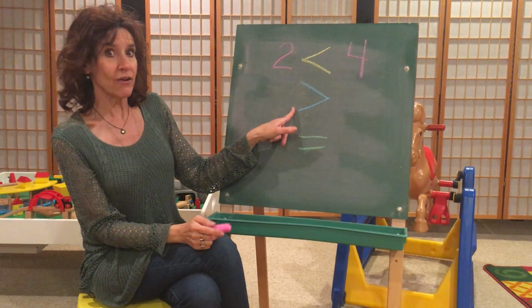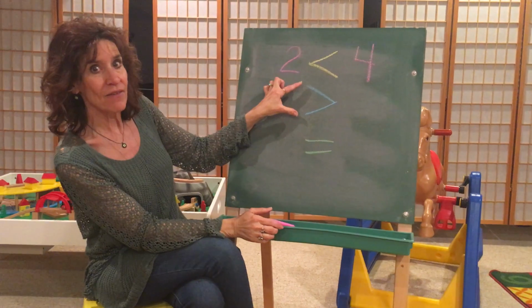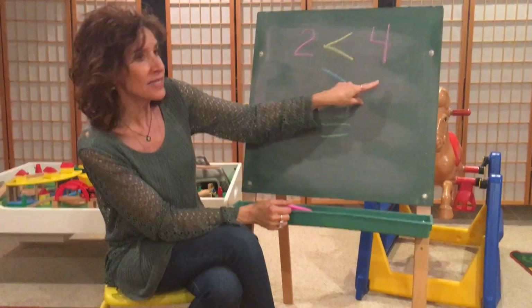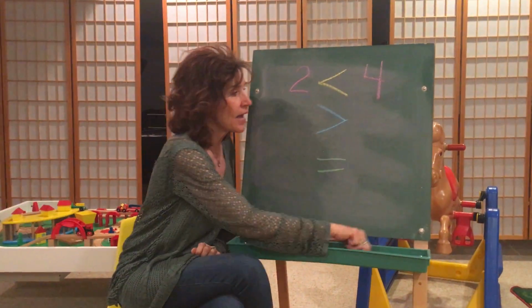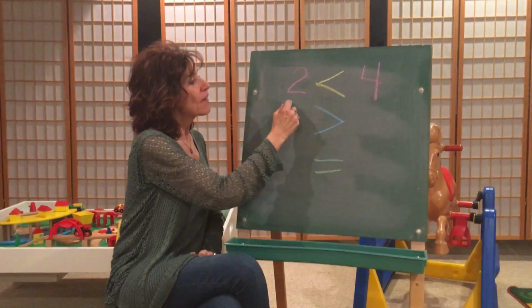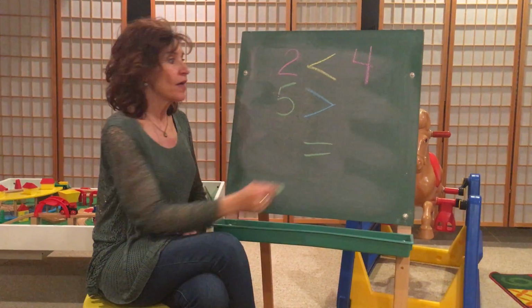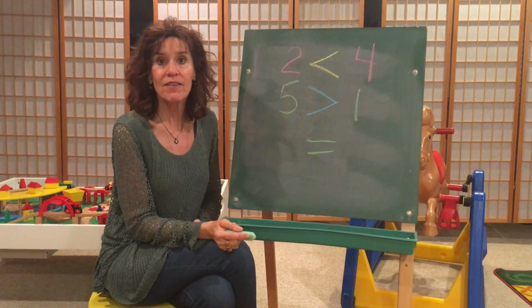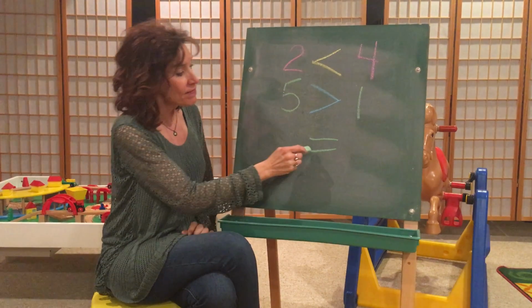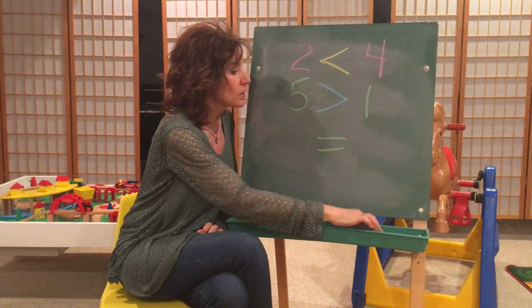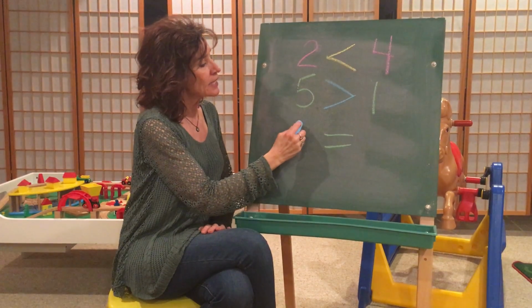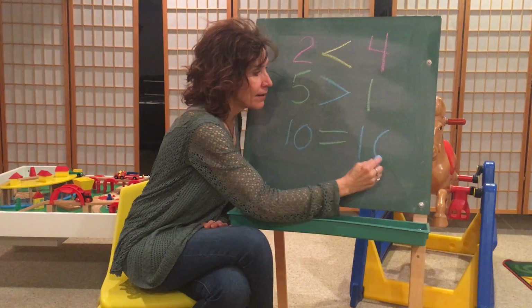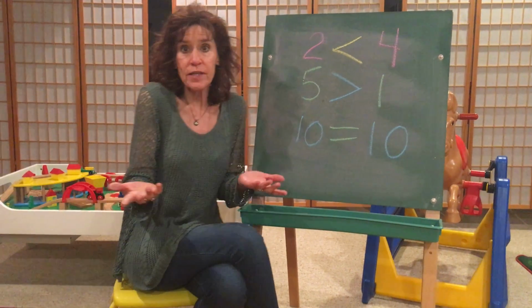This one is called greater than because the big side of the V is facing over this way. The little side that's closed is facing that way. So for greater than, I could say 5 is greater than 1, right? 5 is more than 1, or 5 is greater than 1. This one says equals. So equals means they're the same. So I could say 10 equals 10. 10 and 10, they're both the same.